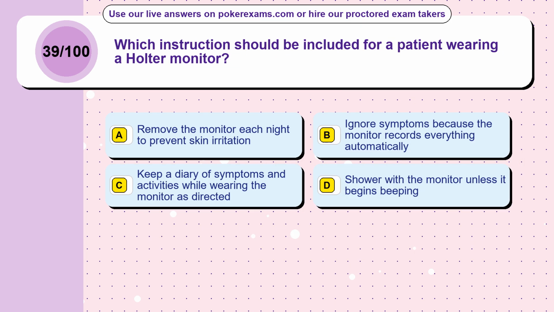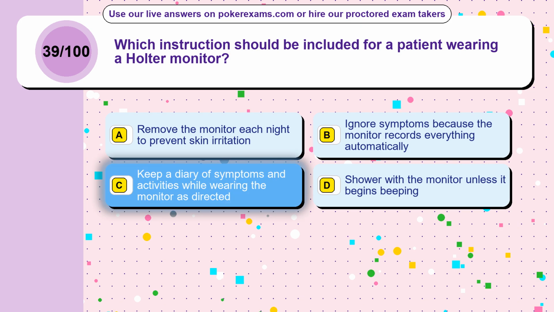Question 39. Which instruction should be included for a patient wearing a Holter monitor? Option A. Remove the monitor each night to prevent skin irritation. Option B. Ignore symptoms because the monitor records everything automatically. Option C. Keep a diary of symptoms and activities while wearing the monitor as directed. Option D. Shower with the monitor unless it begins beeping.